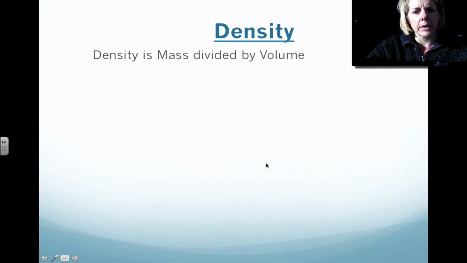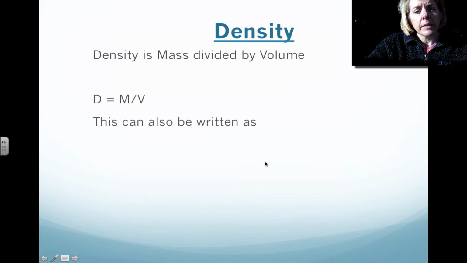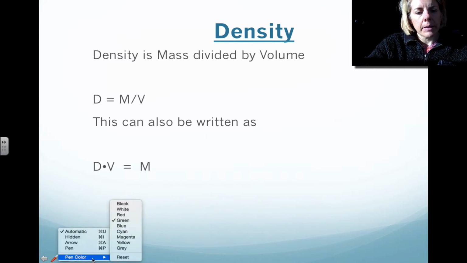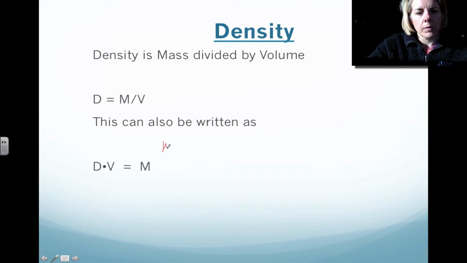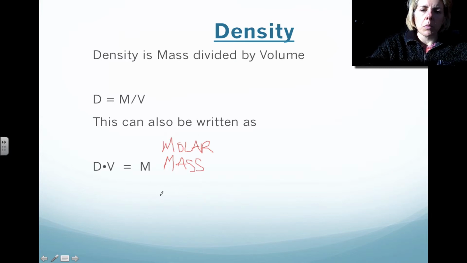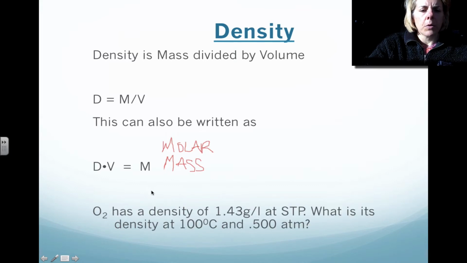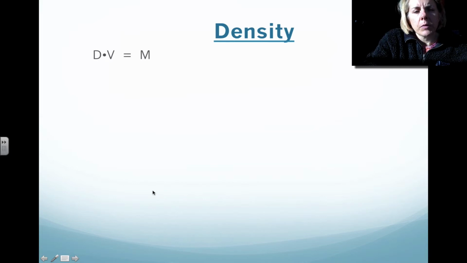Okay, so the last thing we're going to talk about is density. And from previous experience, you know that density is mass divided by volume. We can rewrite it another way. And big M, by the way, is molar mass. So this is molar mass. Don't confuse it with lowercase m, which would be just mass. Okay. So D times V equals molar mass. And we're going to do problems where if we know the molar mass, we can determine the density of the gas.